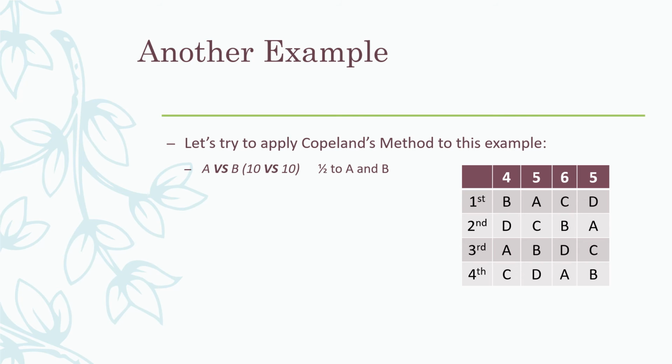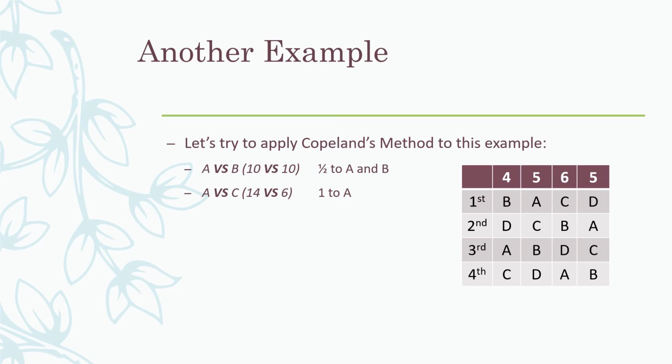For A versus B, if you look in columns 1 and 3, A is ranked lower than B, but in columns 2 and 4, A is ranked above B. So that's actually a 4 plus 6 versus 5 plus 5, which is 10 versus 10. So that's actually half a point to both of them. Okay, what about A versus C?